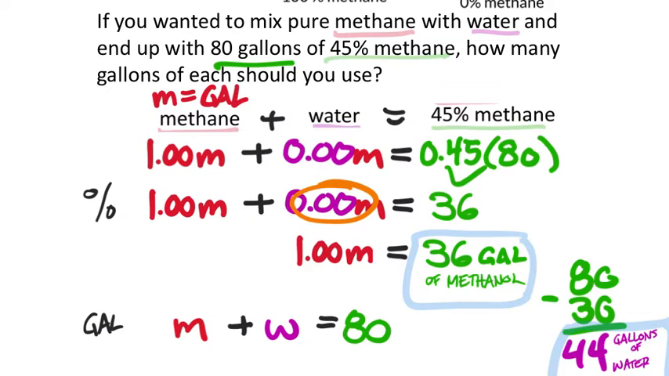Now again, you can check 1 times 36 plus 0 times 44, really 0 times anything equals the 36. And then down here, the methane plus the water, 36 plus 44, boom, 80. So it checks out both ways, and we have our answer there.